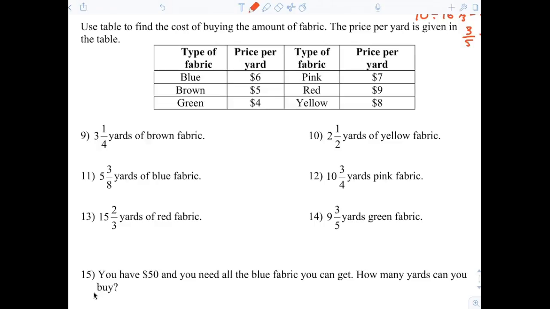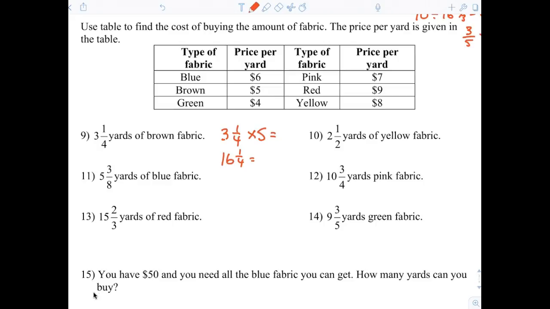So on number 9, I'm buying 3 1/4 yards of brown fabric. How much does it cost for brown fabric? $5. So what am I going to do to find the total cost? 5 times. There you go. So multiply that by 5, please. 16. Now listen to me. Hold on a second. Stop and just listen for a second. The answer is 16 1/4. Now I know, just listen. I'm trying to teach you how to use the calculator.